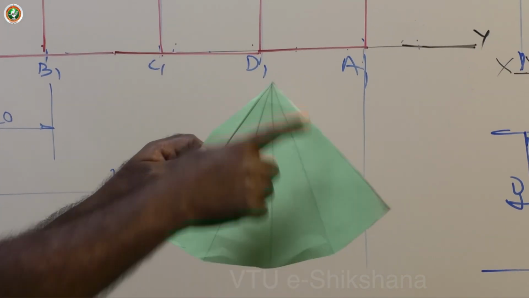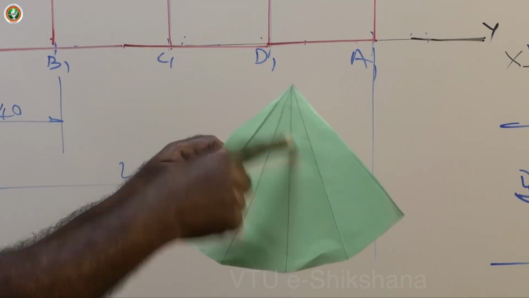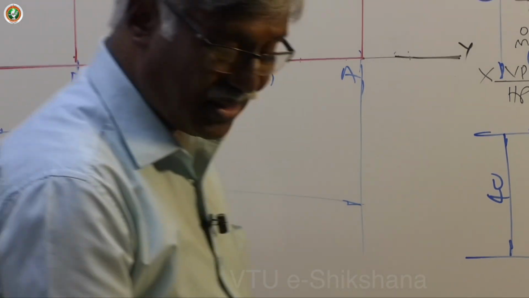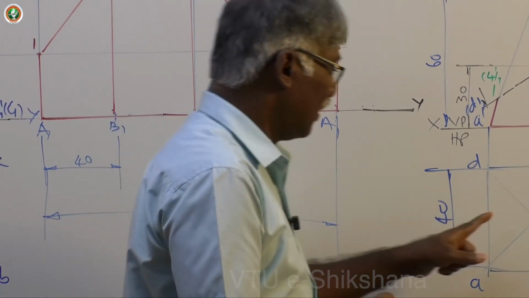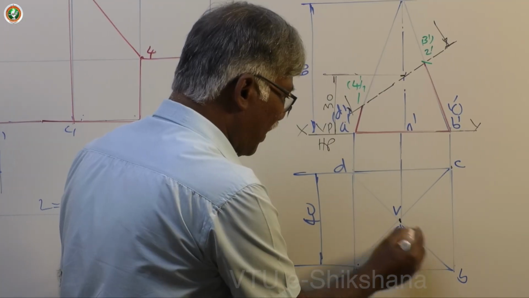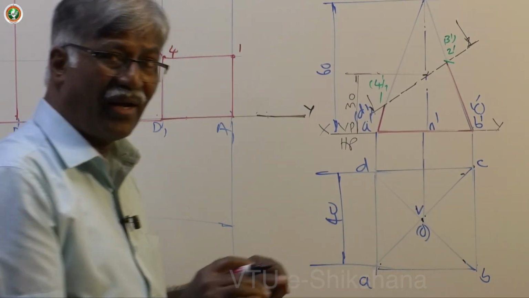How to get this? What are these actually? These are true lengths, slant edges, true lengths. How to get the true length of the slant edge? Is it available here? Yes or no? No, I say no, because VA, VB, VC, VD are all inclined to the XY line.